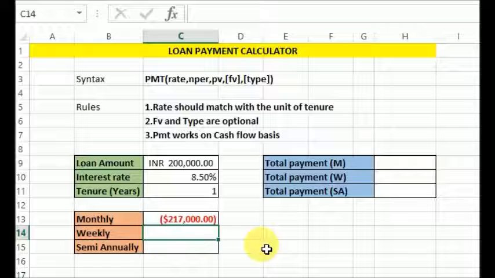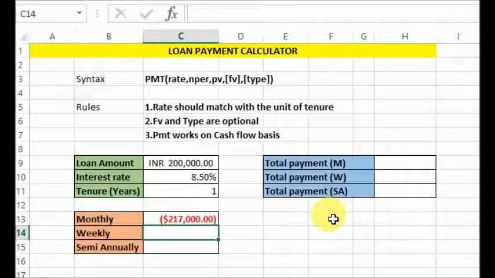We have two errors. One is the bracket. This bracket means the answer is negative because PMT works on cash flow basis. That is the third rule. So the loan amount is what we get, which is cash inflow, which is positive. The monthly payment is what we pay, which is cash outflow, so it is negative. If you need a positive monthly payment, you should keep the present value negative.